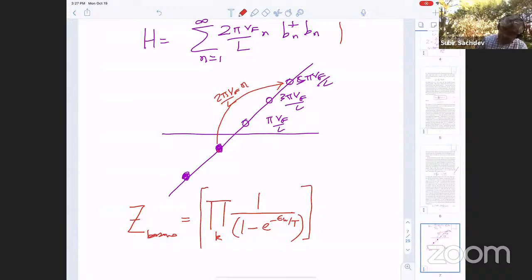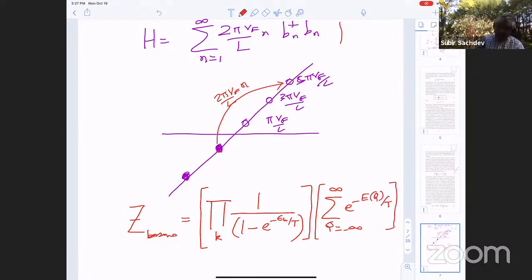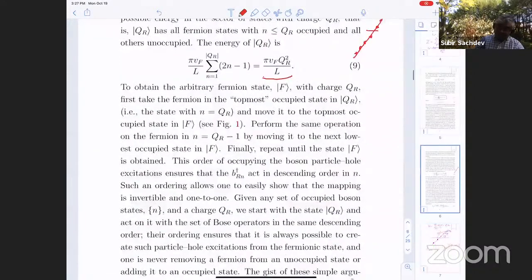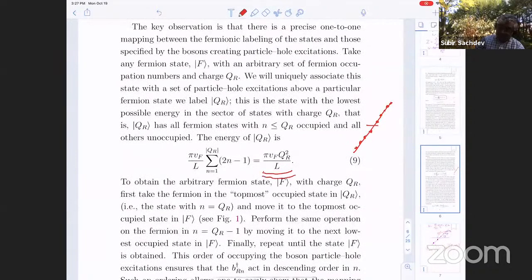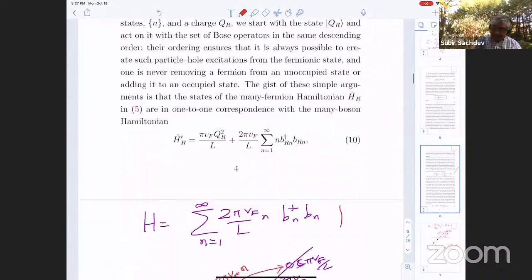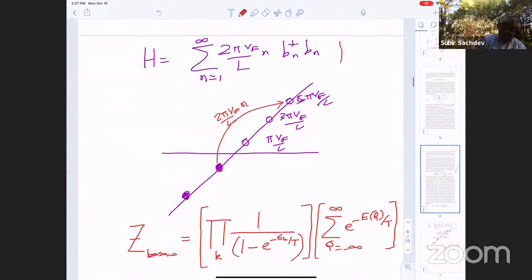But then I also have to remember that there is an additional total charge degree of freedom. And in the partition function, that's just simply a multiplicative factor. So it'll be the sum over Q from minus infinity to infinity of e to the minus the energy of the state with Q over T, where E_Q is this expression that I just had over here. This expression right here, that's E_Q. All right, okay. So now, and here E_k, of course, is just that number over there.